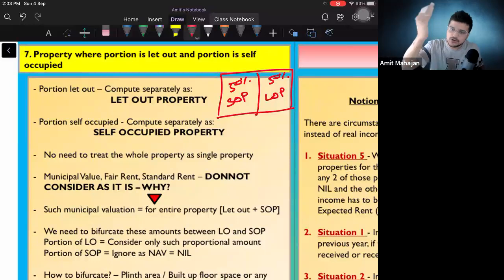Perfect. So this SOP is going to be separate and the next is 50% of LOP. Perfect. Up to here there is no problem, we will do the normal computation. Now I move ahead. Portion let out is computed separately as let out property. Portion self-occupied is computed separately as self-occupied property.